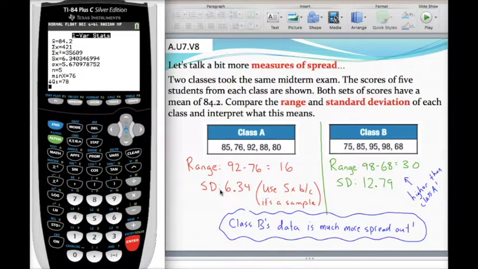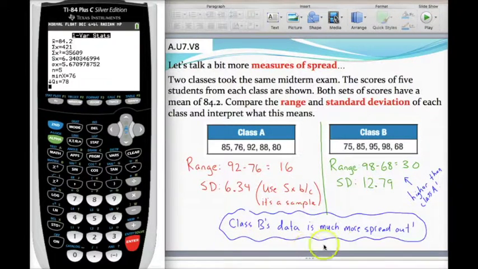If you run this on Class B, or you could pause the video and try this for yourself, you'll see the standard deviation for Class B comes out to be 12.79. Well, comparing these two classes then, here's what we're seeing. The spread, the range of your data, which the standard deviation also describes, is much higher in Class B, meaning Class B's data, even though it had the same middle, the same mean, was much more spread out. There was much more variance, much more difference between the high and the low score.